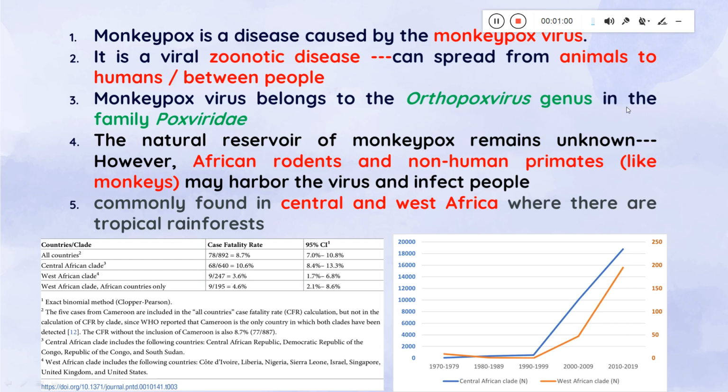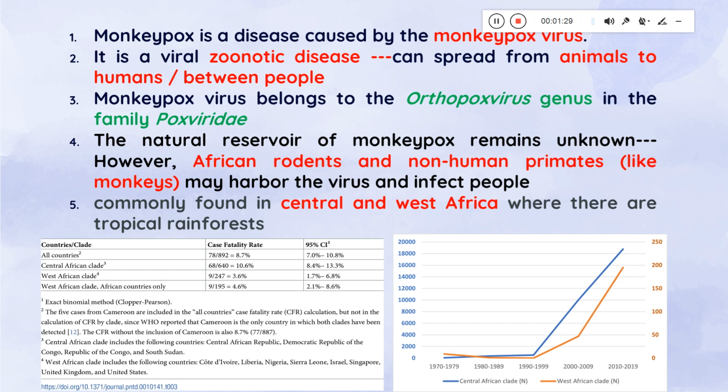So it is a disease caused by the monkeypox virus, as I told you, and this virus causes what are called zoonotic diseases. So these viruses can cause disease not only in human beings, even in animals. So it can spread from animals to humans. This monkeypox virus is almost similar to the smallpox virus, okay, and it belongs to the genus Orthopoxvirus and the family Poxviridae.